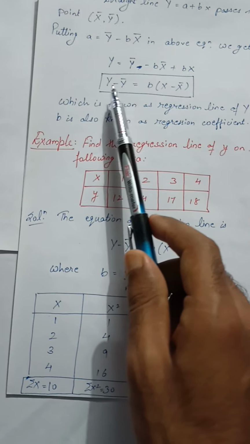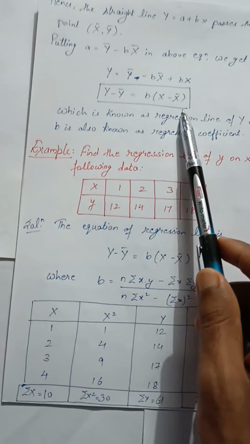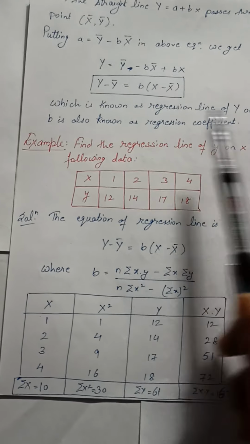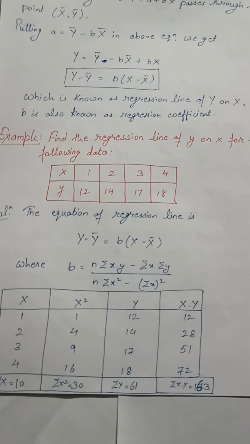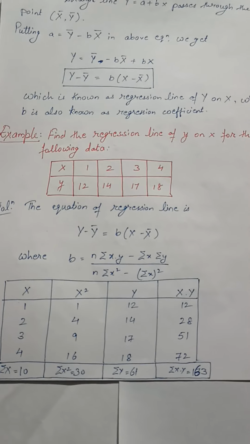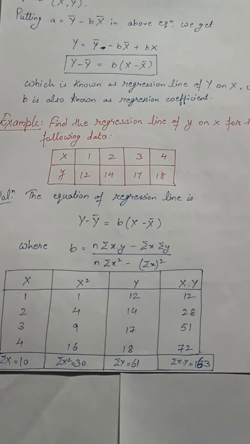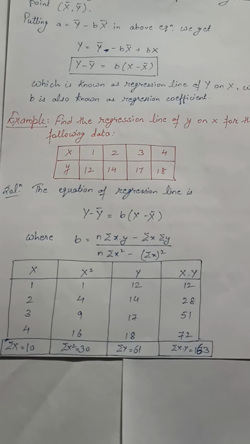After solving it, we will get y minus y bar = b into (x minus x bar), which is known as the regression line of y on x, where only b is termed as the regression coefficient. Okay, this is the final equation which represents the regression line of y on x, where b is termed as the regression coefficient. Now let's do an example.